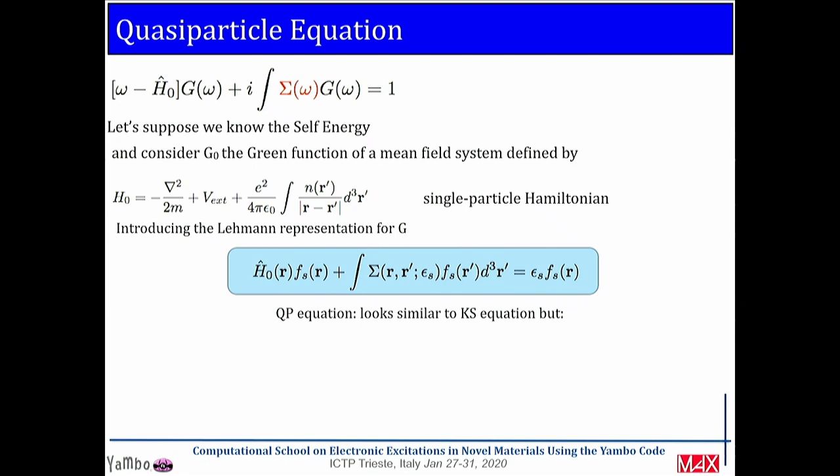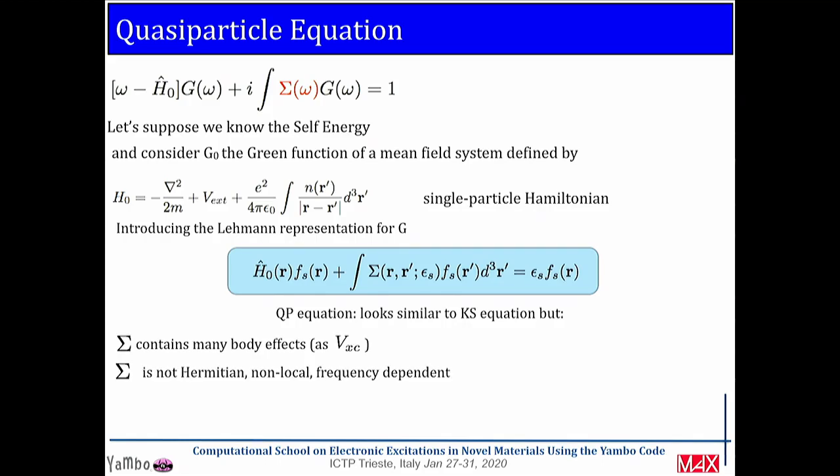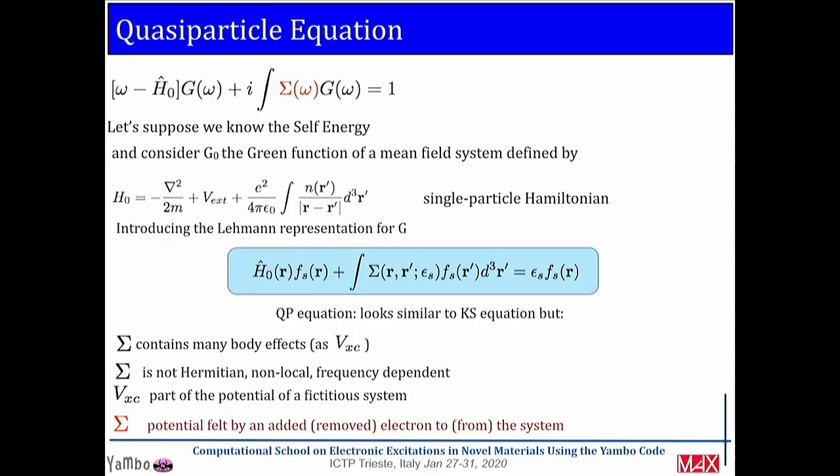As you can see, written in this way, naively, one can think about some similarity with the Kohn-Sham equation. But the important, conceptual difference is that the self-energy contains many-body effects, like the exchange correlation potential in DFT, but here that is the potential of a fictitious system. This is the real potential felt by the added or removed electron from the system.